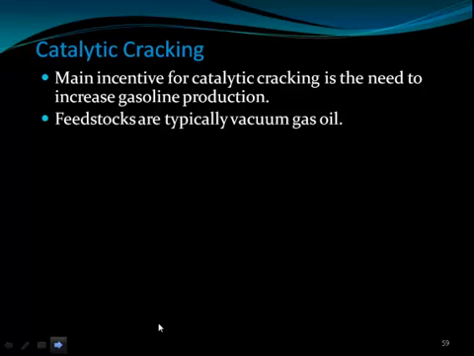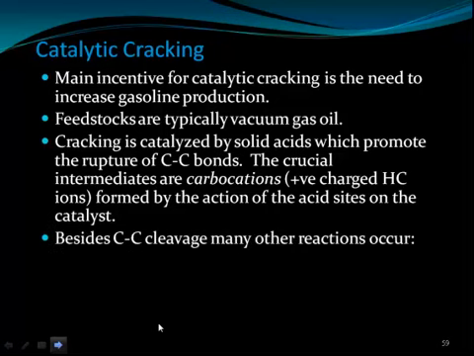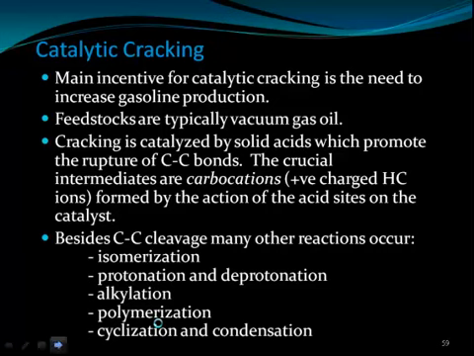Feedstocks are typically vacuum gas oil, and cracking is catalyzed by a solid acid which promotes the rupture of the C-C bond. The crucial intermediates are carbocations, positively charged hydrocarbon ions formed by the action of the acid sites on the catalyst. Besides carbon-carbon cleavage, many other reactions occur, like isomerization, protonation and deprotonation, alkylation, polymerization, cyclization and condensation.